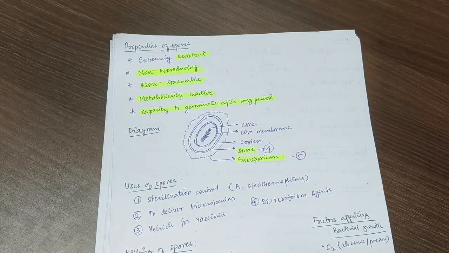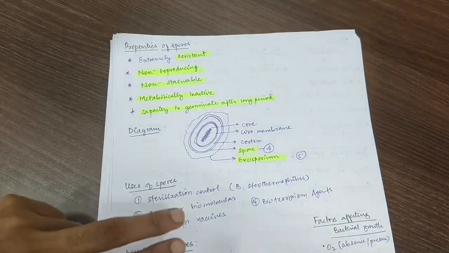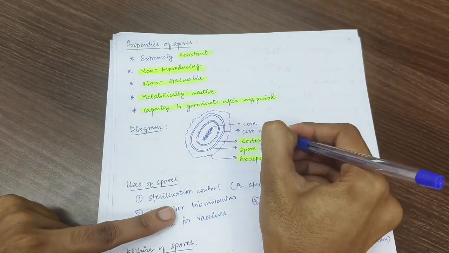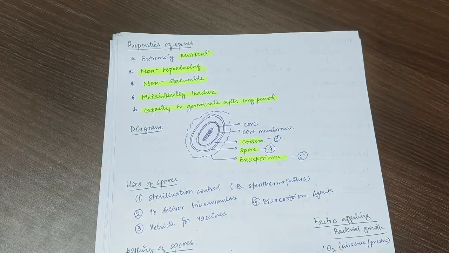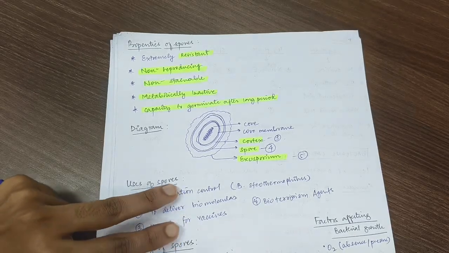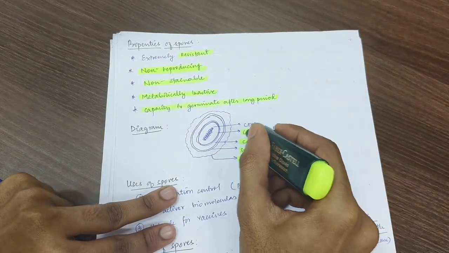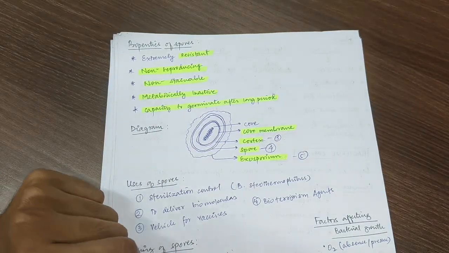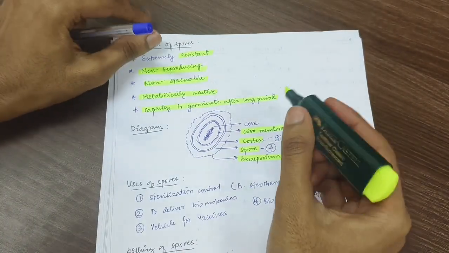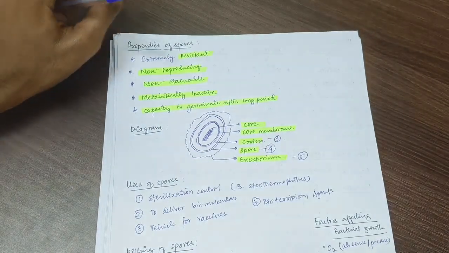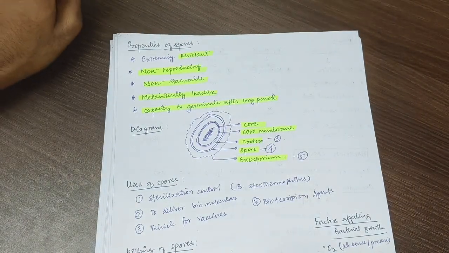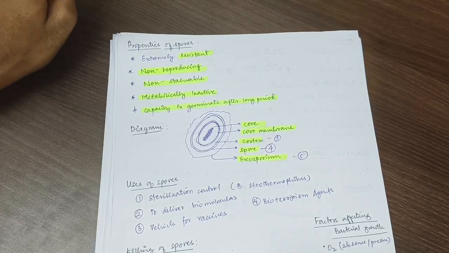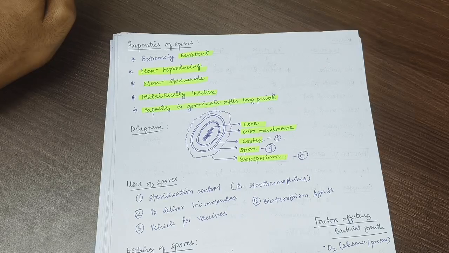Then what is the third structure? That is the cortex. Cortex is present in the middle, remember like that. Then next is the core membrane, which is enclosing the core. Then last, you are going to see the core. The core is covered by the core membrane. The spore is covered by the exosporium. In the center, you are going to see the cortex. This is how simply you are going to remember.